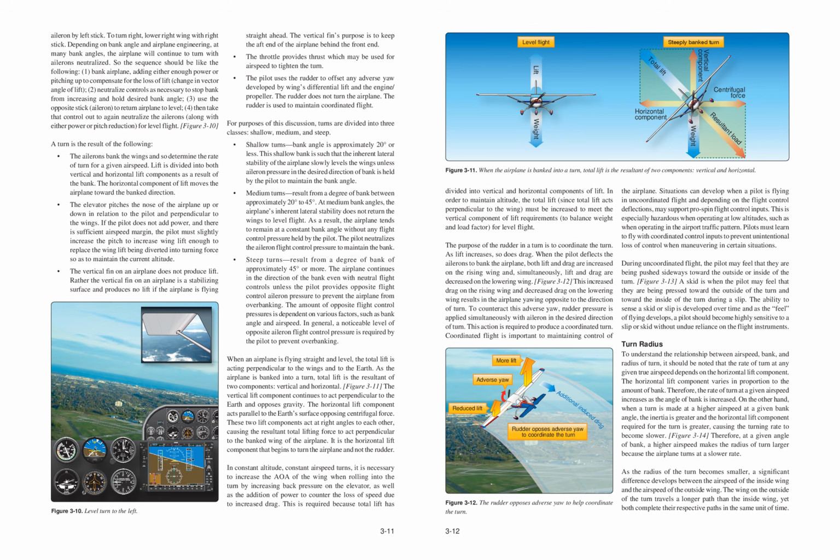When an airplane is flying straight and level, the total lift is acting perpendicular to the wings and to the earth. As the airplane is banked into a turn, total lift is the resultant of two components, vertical and horizontal. Figure 3-11. The vertical lift component continues to act perpendicular to the Earth and opposes gravity. The horizontal lift component acts parallel to the Earth's surface, opposing centrifugal force. These two lift components act at right angles to each other, causing the resultant total lifting force to act perpendicular to the banked wing of the airplane. It is the horizontal lift component that begins to turn the airplane, and not the rudder.